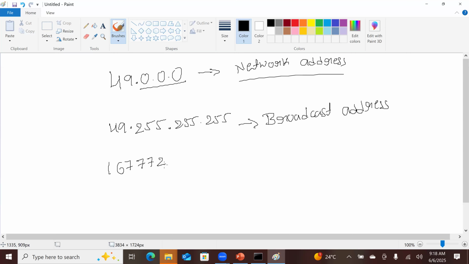That means in a single class A network we'll get 1,67,77,216 IP addresses. I did minus 2. Why minus 2? The first is the network address, and the second is the broadcast address. Understood?